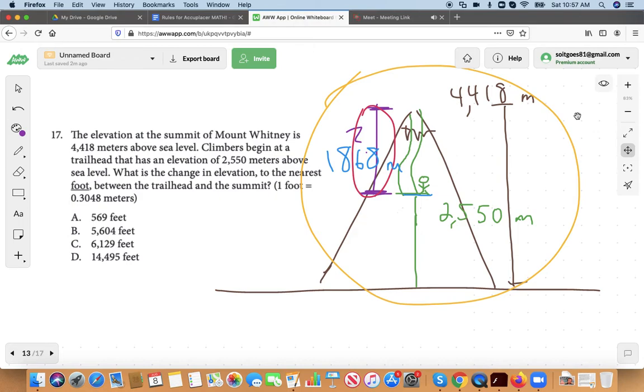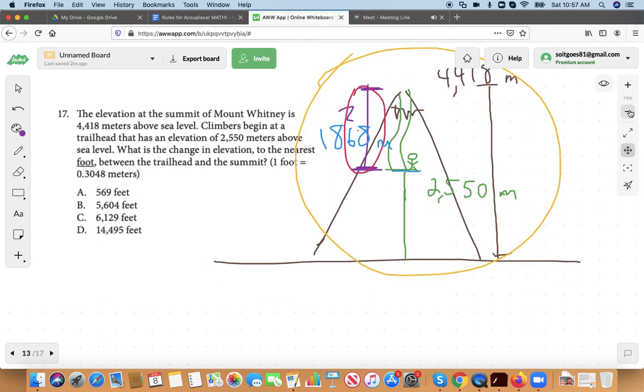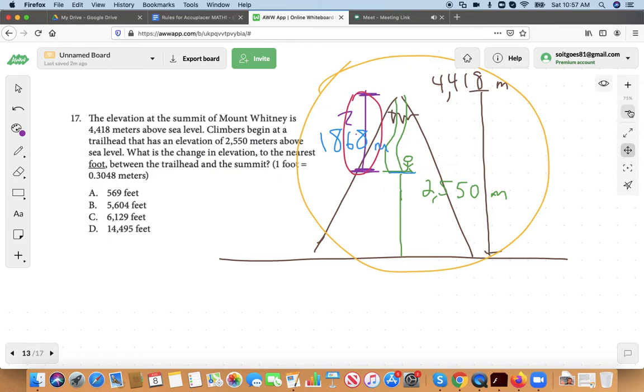A yard is like 3 feet, and a meter is a little more than 3 feet. Okay, it's helpful to know. And notice they tell us that a foot is 0.3048 meters, whatever. Okay, look, we know the number of meters. I'm gonna scroll down a little bit. We know the number of meters.